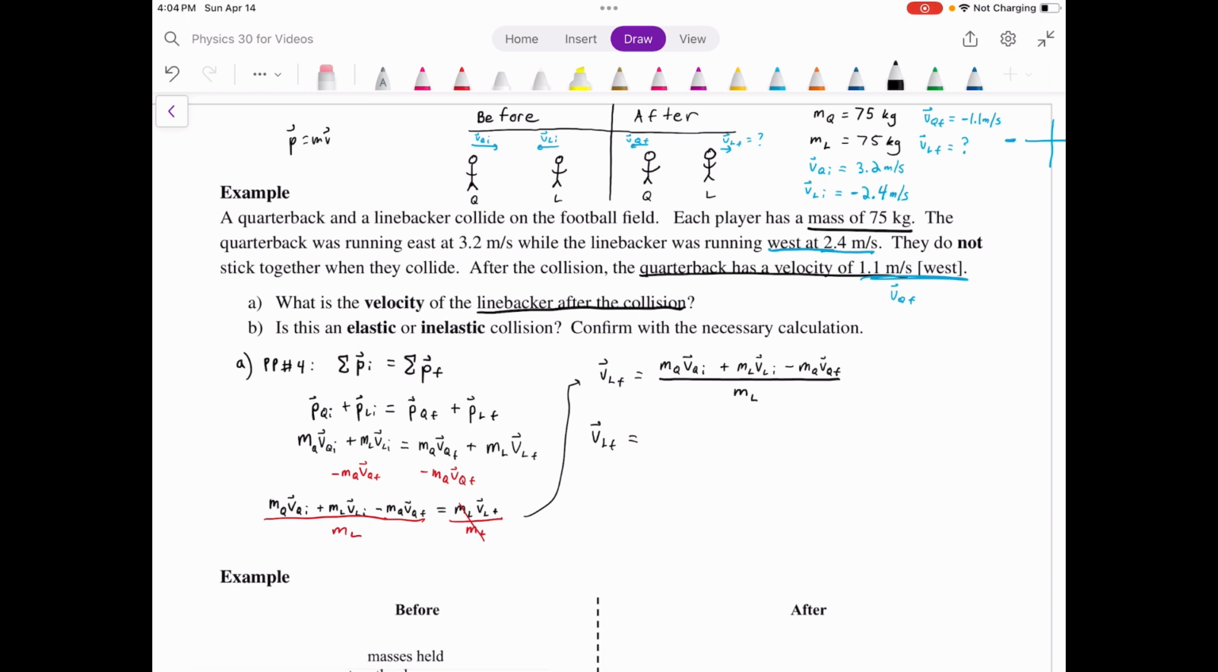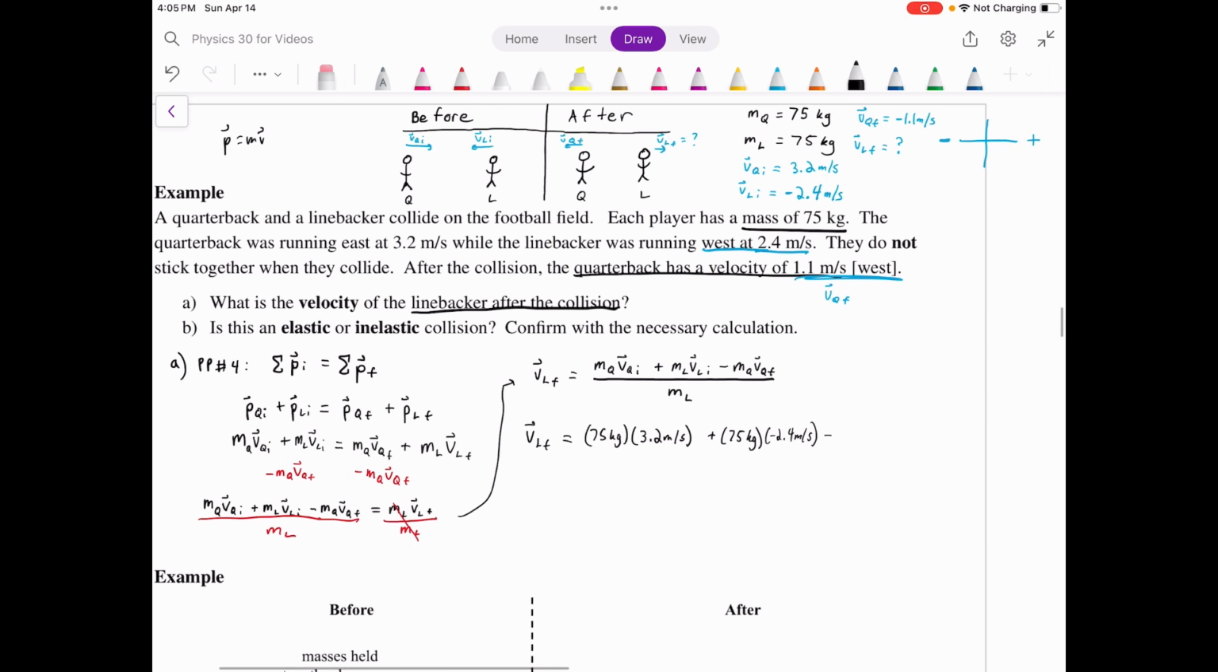Okay, so mass of the quarterback, 75 kilograms. Initial velocity of the quarterback, positive 3.2 meters per second. Plus, mass of the linebacker was also 75 kilograms. And the linebacker's initial velocity was to the west, so be careful, negative 2.4 meters per second.